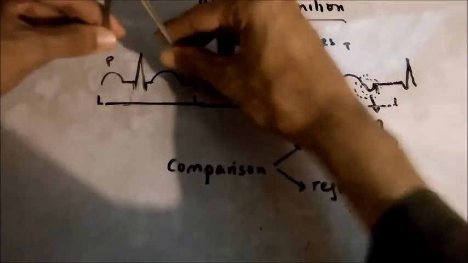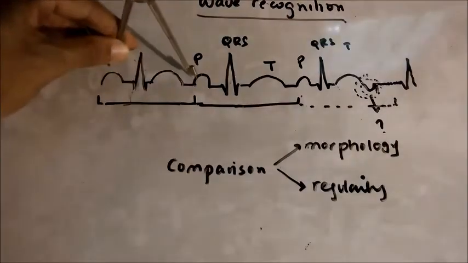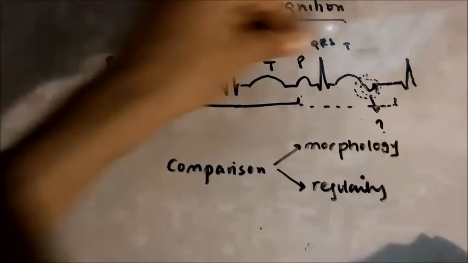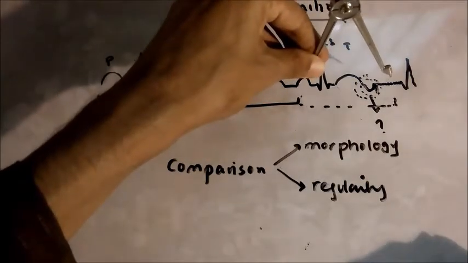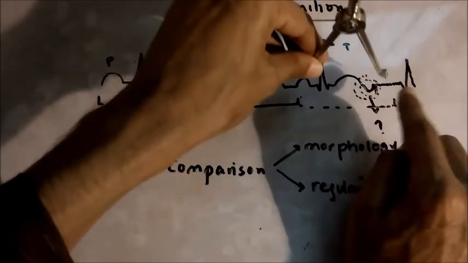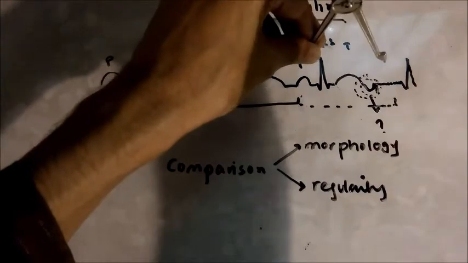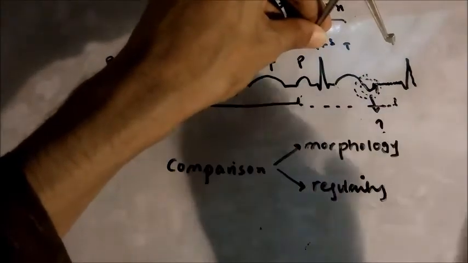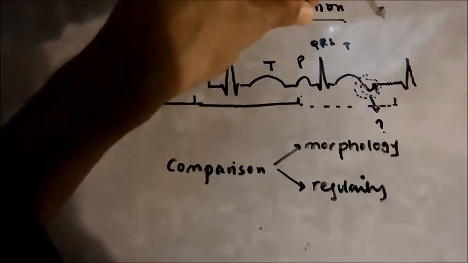put your calipers here and find the PP interval, and then put your caliper again and find the other PP interval. And then when you put your caliper here, you can actually just tell that this is occurring much earlier. So a caliper is something which, if you're interpreting an ECG, you must have, so you can very quickly see the regularity.